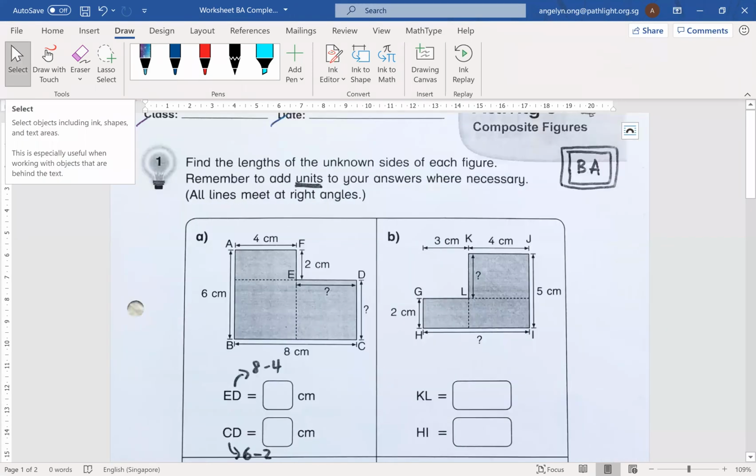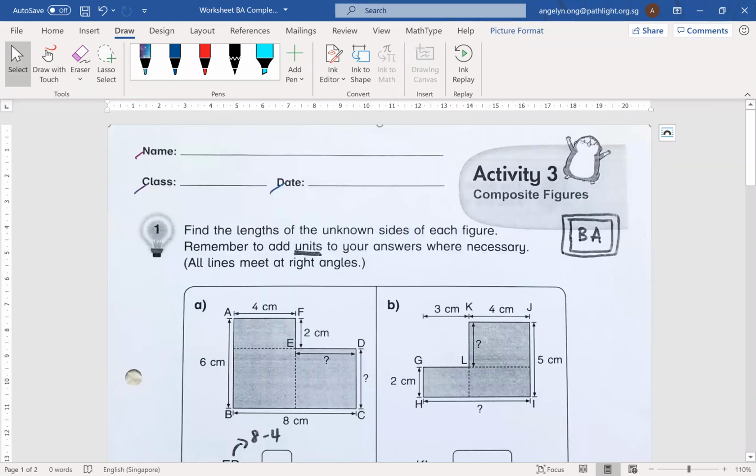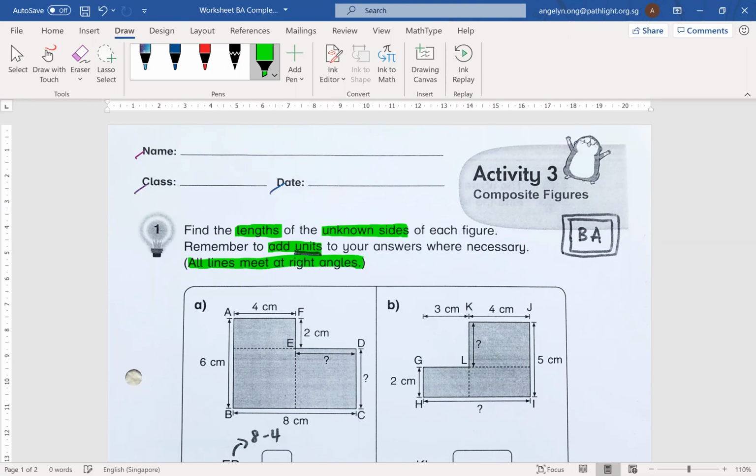Okay, let's take a look at question 1. It says that we need to find the lengths of the unknown sides of these figures. And we must remember to write our units whenever needed. They have told us that all lines meet at right angles. That means the shapes here are made up of either squares and/or rectangles.